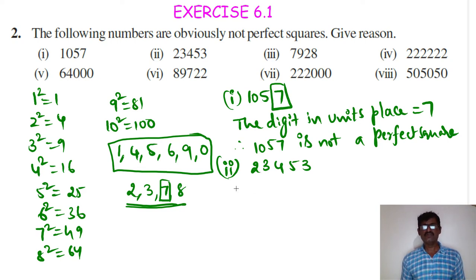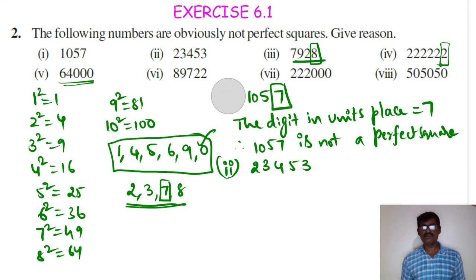So similarly, we can use the same strategy for all these numbers. If you take the third one, the digit in units place equals 8. So it is not a perfect square. Fourth one, the digit in units place is 2. So it is not a perfect square. Now let us see the fifth problem. In this, we have 0 in its units place. So it may be a perfect square. Why? Because if there is 0 in the units place, that number may be a perfect square.